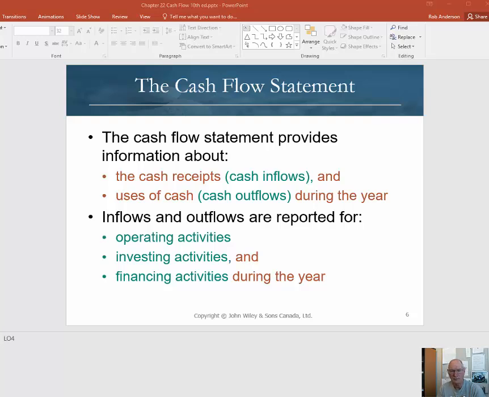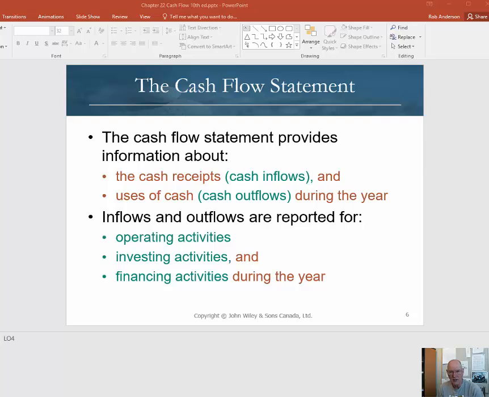Now, before we go on, let's just talk briefly about IFRS and two things: interest and dividends. IFRS gives you a choice of where you want to put these. So let's say you have purchased this bond as an investment and you receive interest. Well, the question is, do you want to call that interest revenue, the cash you received, an operating activity, or do you want to put it in with your investing activities? So you have a choice.